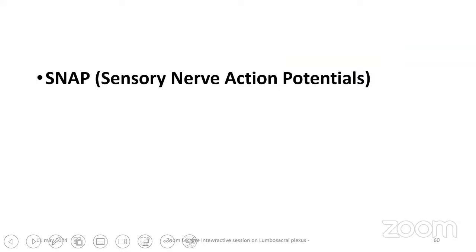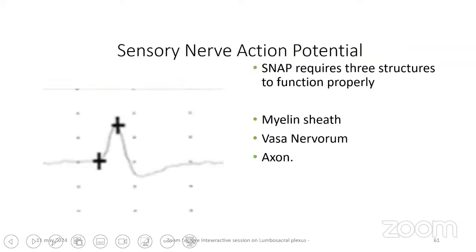The sensory nerve action potentials are very important in the lower limb. And the SNAP requires three structures to function properly, that is the myelin sheath, the vasa nervorum, and the axon. It's usually difficult to quantify the amplitude of the sensory nerve action potentials because the fibers are dispersed and sometimes variable in number. But even if there are few numbers, the sensory nerve conduction takes place. So we will not be able to really quantify. That's why it's very important to see whether you get a SNAP or not.